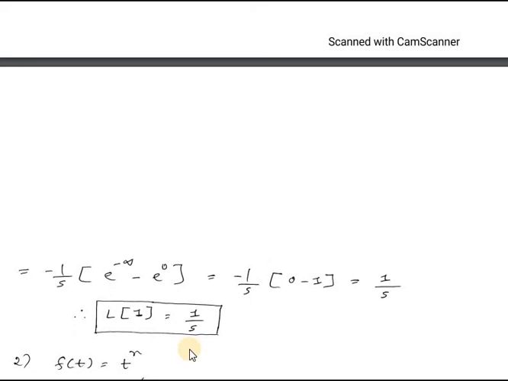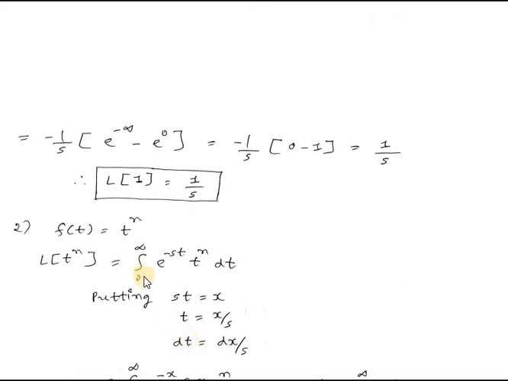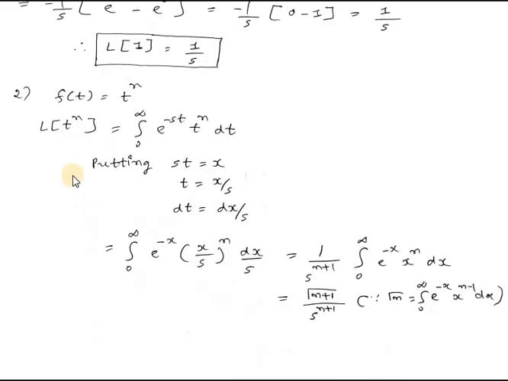Now let us discuss Laplace transform for the function t raised to n. So Laplace of t raised to n is given by the integration from 0 to infinity of e raised to minus st into t raised to n dt. Now suppose st is equal to x. Therefore t is equal to x divided by s. Therefore dt is equal to dx divided by s.